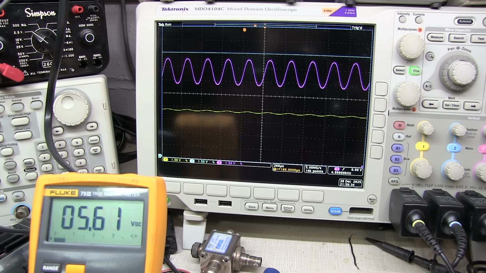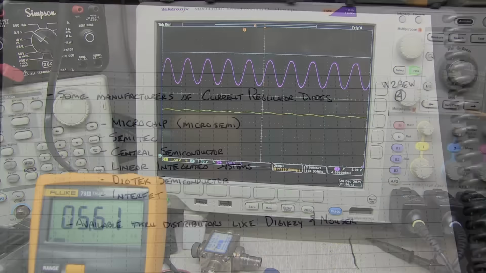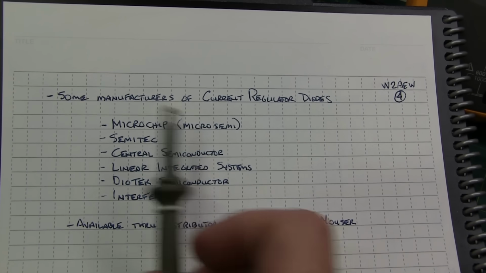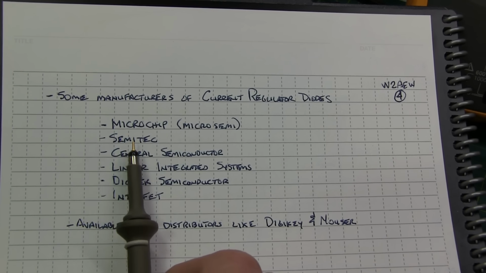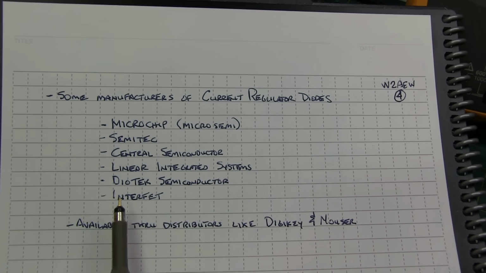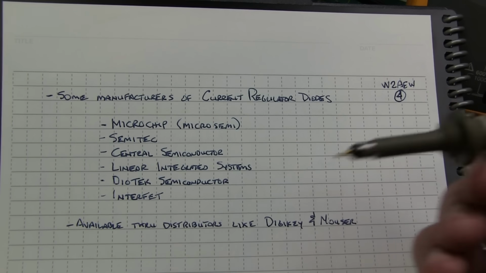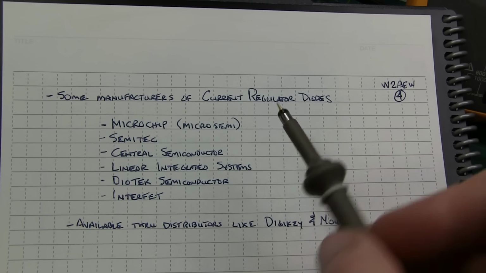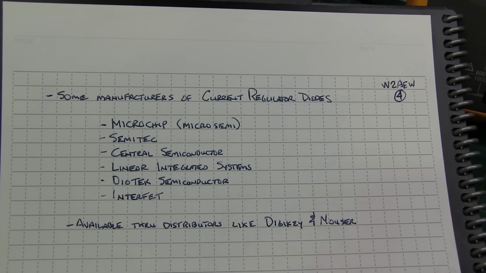If you'd like a refresher on a differential emitter-coupled pair amplifier like we used in this example, I did a video on that several years ago as well, and I'll link that down below. Now while these current regulator diodes are a little bit esoteric, there's still several manufacturers that make them. Microchip or Microsemi is one manufacturer, as well as Semitech, Central Semiconductor, Linear Integrated Systems, Diode-Tech Semiconductor, Interfet, and a couple of others. I'll put some links down below to some of these manufacturers, but they're also available through distributors such as DigiKey and Mouser.